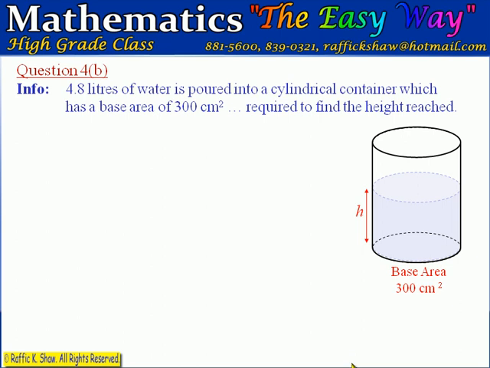Question 4B now tells us of a cylindrical bucket with a base area of 300 centimeters squared. So we have done a schematic for the cylindrical bucket. It's a cylinder and the base area is 300 centimeters squared. And the question said that 4.8 liters of water is poured into the bucket. And we're asked to find the height of water in the bucket that's represented here on this diagram.